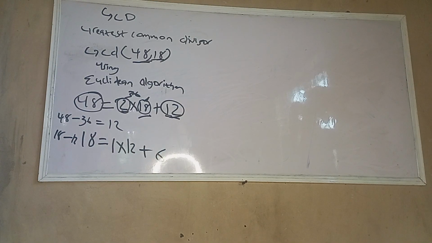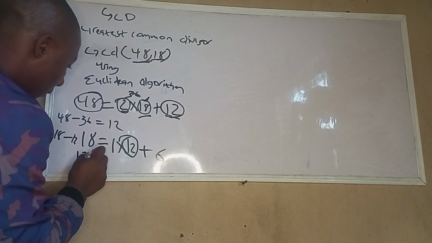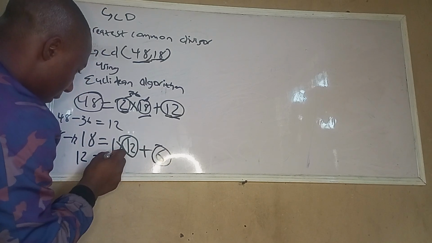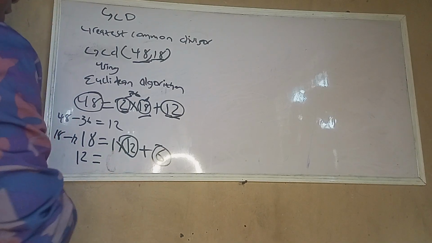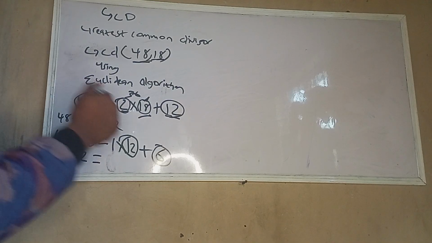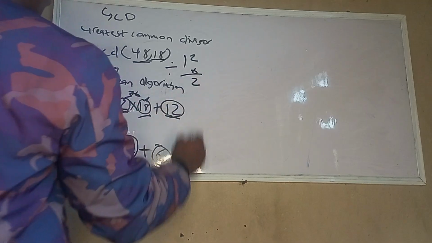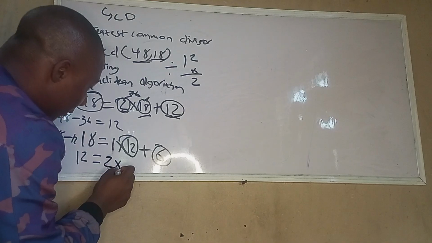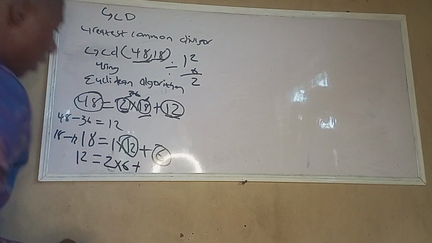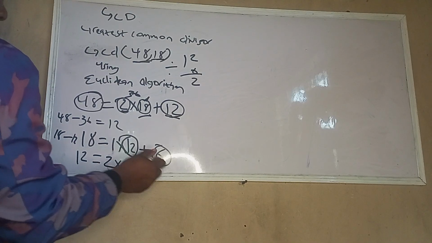So what's the next thing? You take this 12. This 12 is equal to, with this remainder 6. So now how many 6 can you get in 12? 12 divided by 6 is equal to 2. It's now 2 times 6, which is 12. 12 minus 12 is equal to 0.